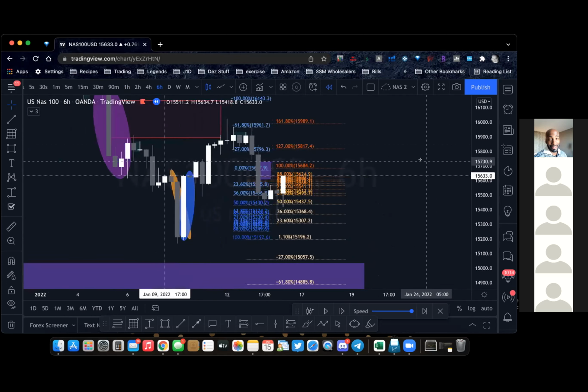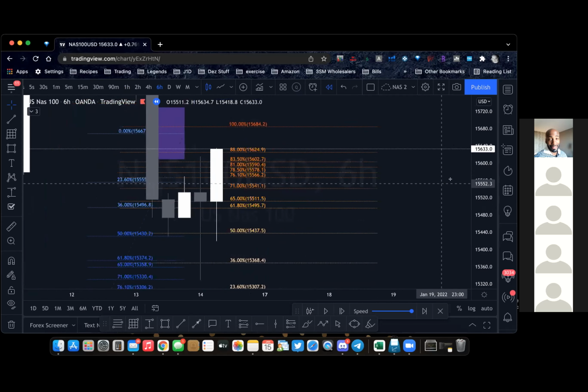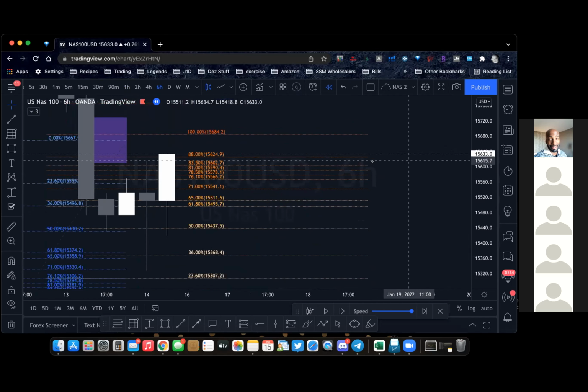Okay. And the numbers that you have on the fib are just the regular. Mine are just slightly different. I use 83.5, 81, 78.5, and 76.1 as areas that I can enter.